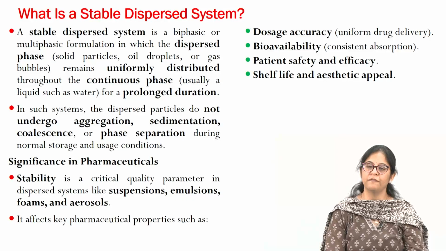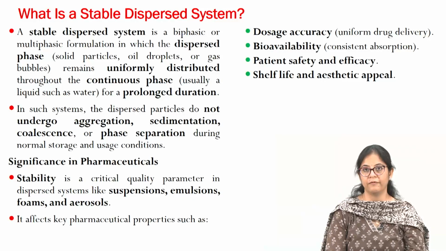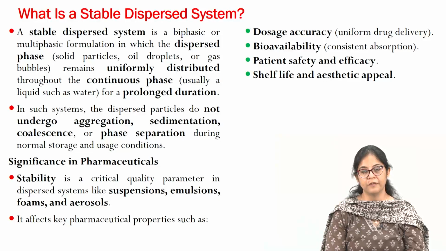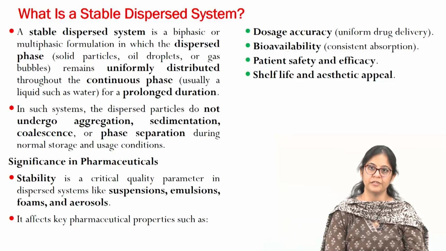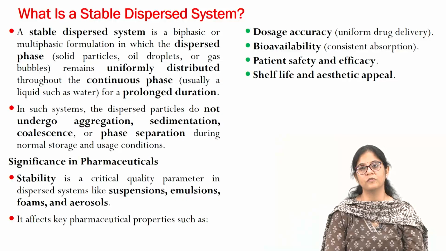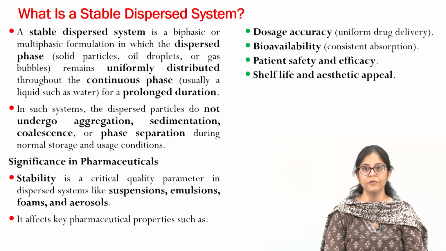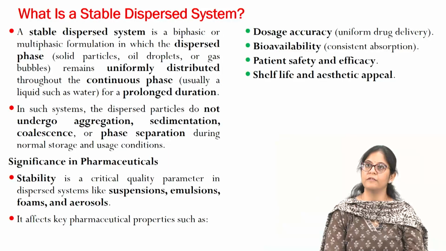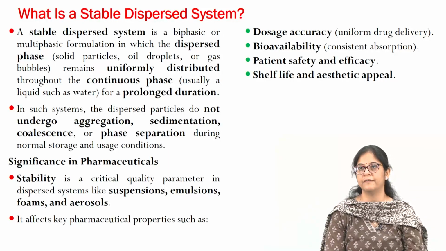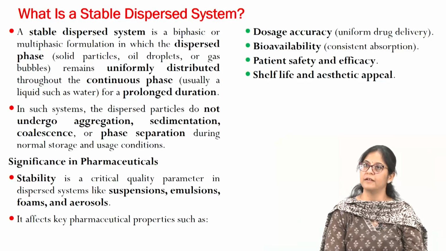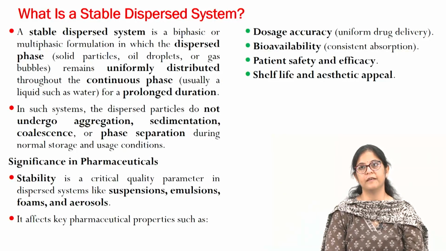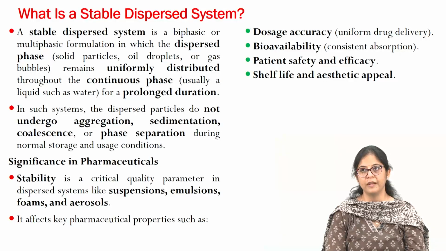These are important in pharmaceuticals because for stable dispersed phase systems, that is suspensions, emulsions, foams and aerosols, it is important that the two phases are more or less homogeneous, and separation leads to loss in the pharmaceutical property of the suspension or emulsion. Also, it affects properties such as dosage accuracy, that is uniform drug delivery, bioavailability, that is consistent absorption, patient safety and efficacy, as well as shelf life and aesthetic appeal.